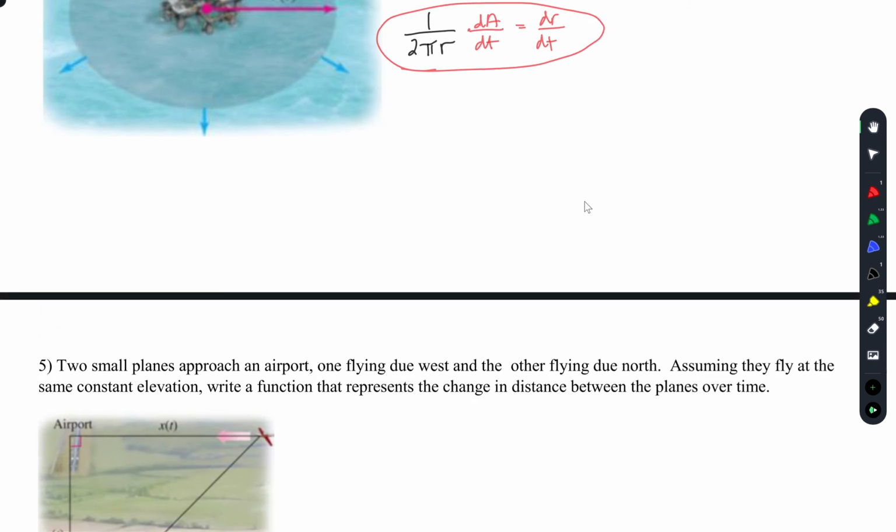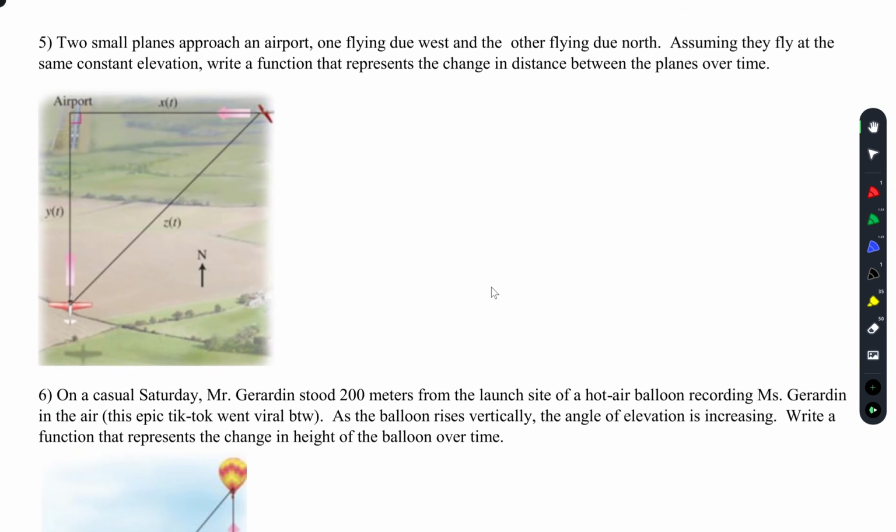This one, here we have planes. Two small planes approach an airport, one flying due west, the other due north. Assume they fly at the same constant elevation. Write a function that represents the change in distance between the planes over time.